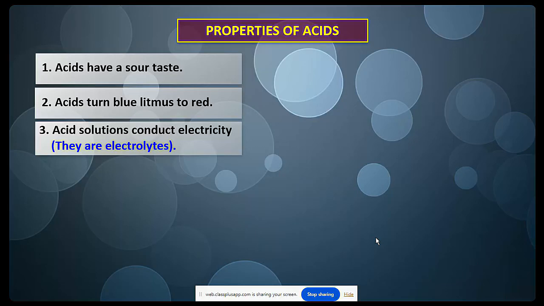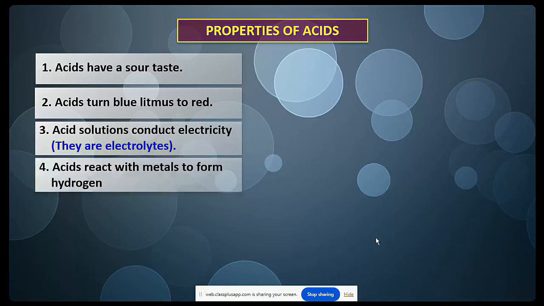Acids have a sour taste. Acids turn blue litmus to red litmus. Acid solutions conduct electricity. So out of 8, 3 properties of acids we have discussed now, and look at the fourth property of an acid.